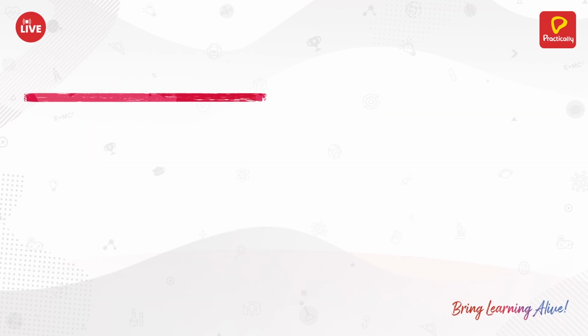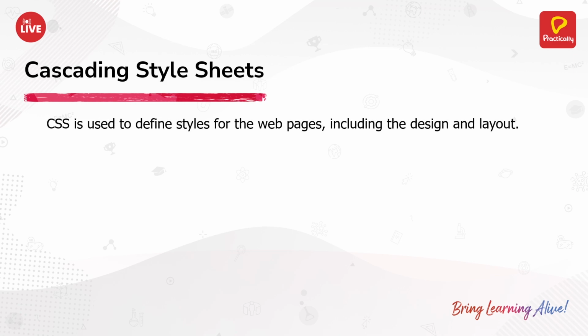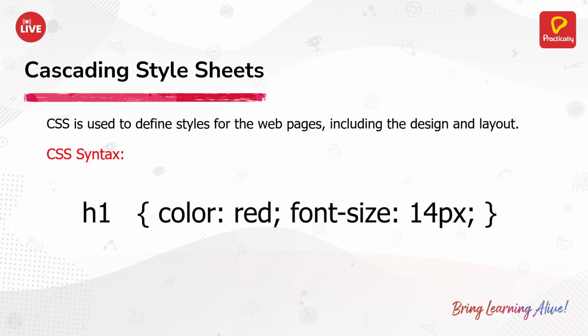Now let's take one of the example topics of class 10, that is Cascading Style Sheets. So CSS is used to apply different styles to web pages, including the design and the layout. How do we write the CSS code? This is how we write the CSS code. Here H1 is known as the selector and the code from the starting bracket till the ending bracket is known as the CSS declaration. In this CSS declaration, we write the CSS style properties separated by a semicolon.